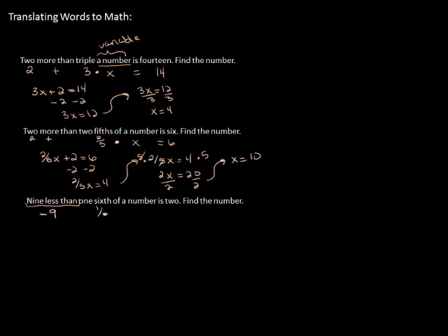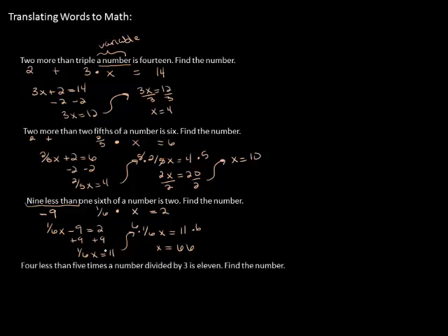I have 1/6 of a number is 2. So 1/6 x minus 9 equals 2. Add 9 to both sides, and I get 1/6 x equals 11. Multiply both sides by 6, and I get that x is equal to 66.